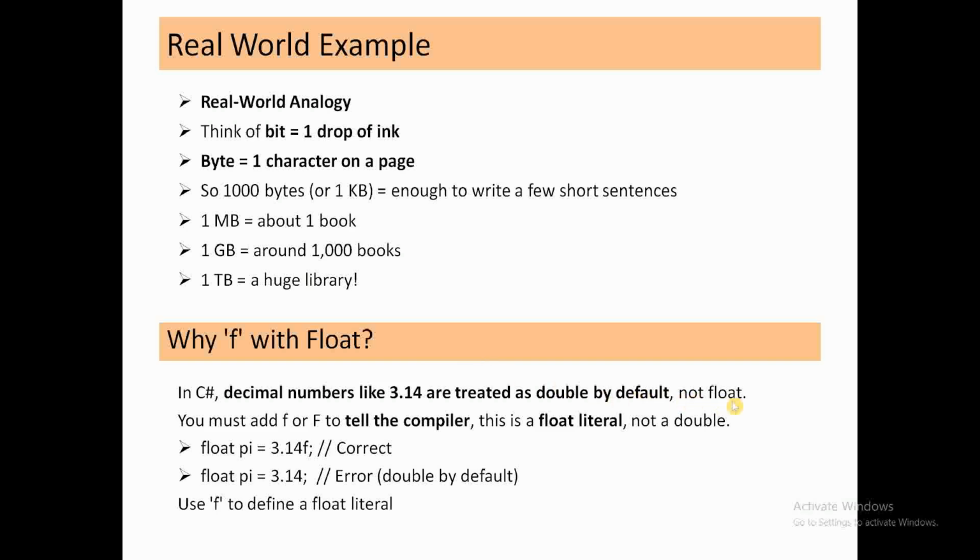So it will not consider it a float, it will consider it a double, so it will give us a compile time error. So we have to put f after the value, like 3.14f, then we can easily use that float data type. You must add f to tell the compiler that this is a float literal, not a double data type. So this is the correct format, and this is the incorrect one.